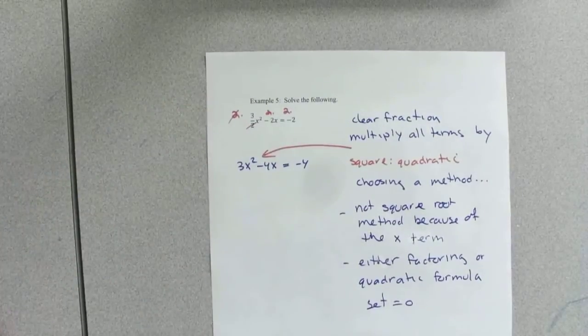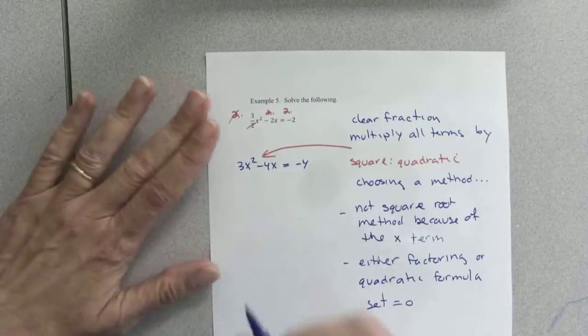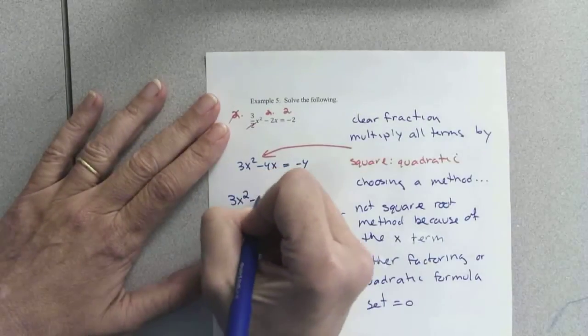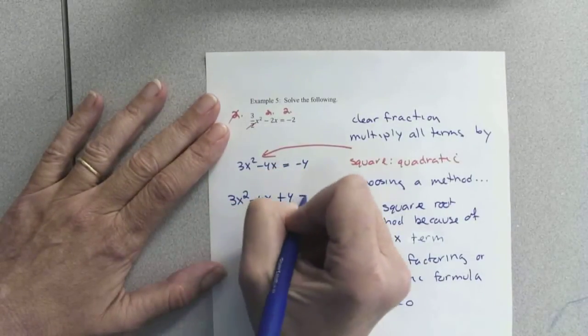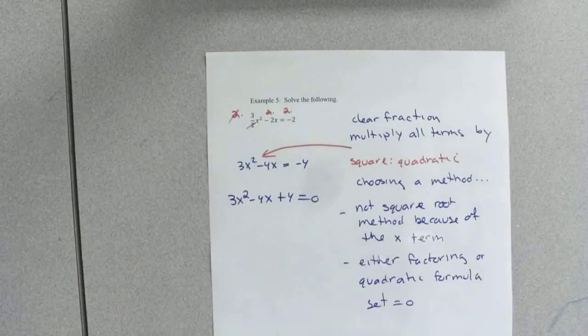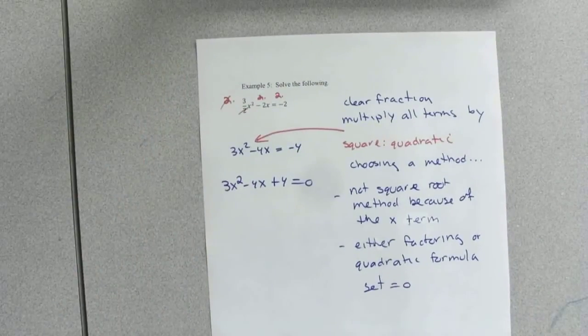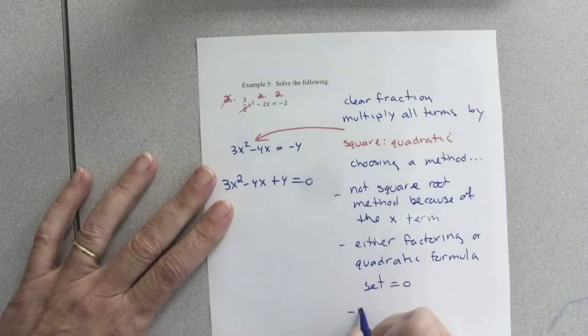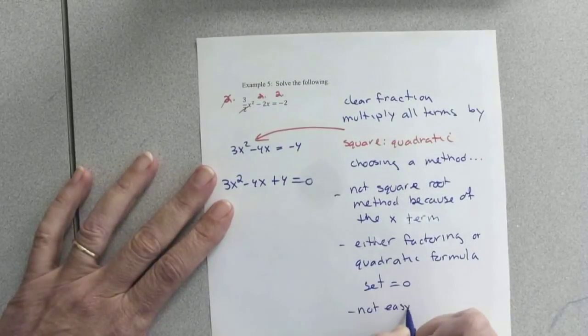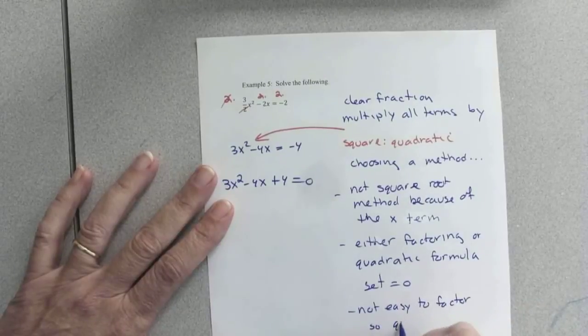Now you're not writing this down. This is just your thought process. So I now know that my next step is to set it equal to 0. And then I look at it for a little while. Can I factor this? If you're not good at factoring, don't look at it much more than about 10 seconds. But it's not easy to factor. So quadratic formula.